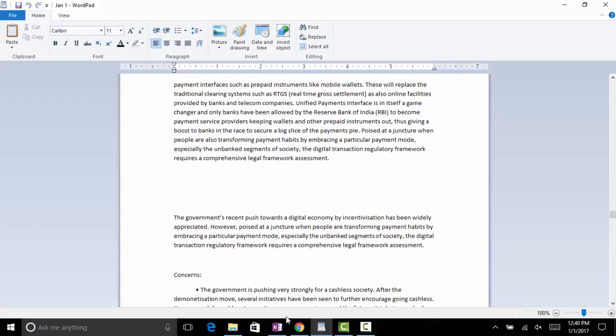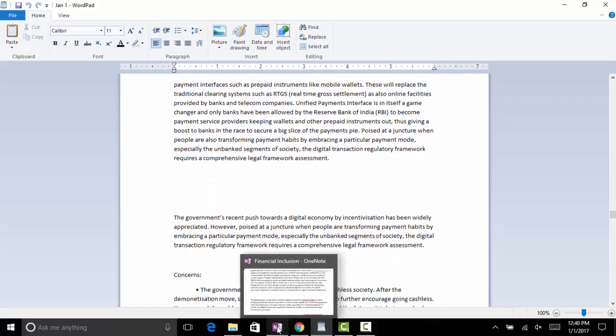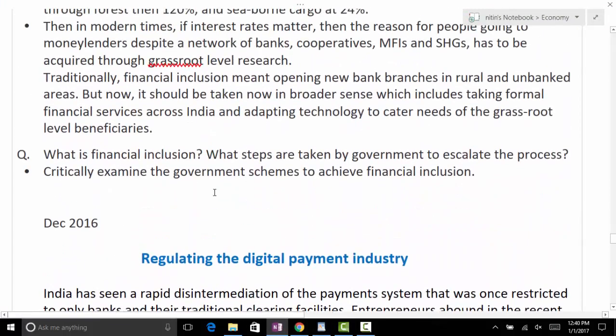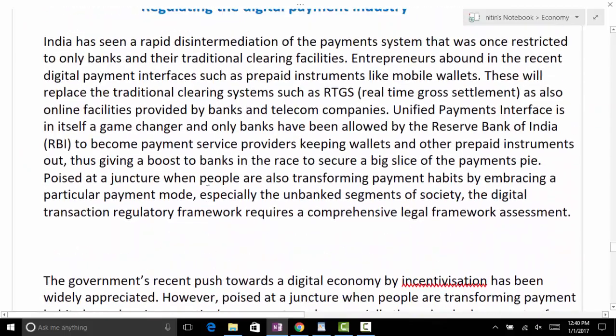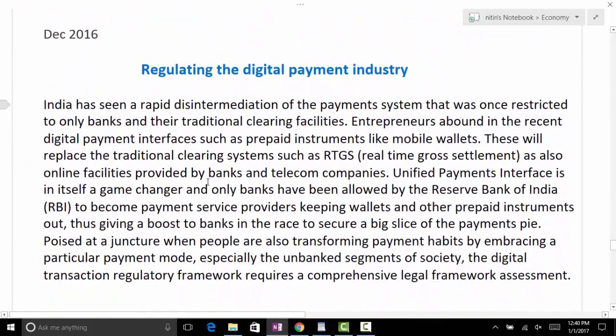So you attempted this question regarding digital payment. Was there any question over this? As we've seen, post demonetization there has been a push to digital payment, right? Paytm's revenue has risen manifold. You have seen that.